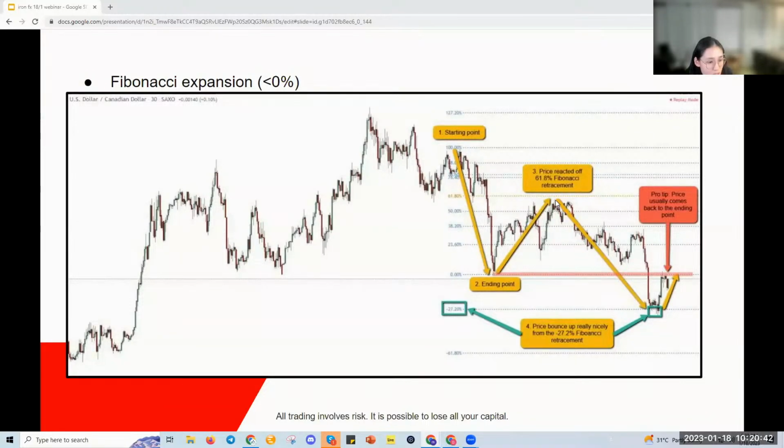So here we see the price really reacted off of our minus 27.2%, and then it came back up to our ending point. So typically price, not always, but typically price will come back to the ending point after bouncing off a negative Fibonacci expansion level.